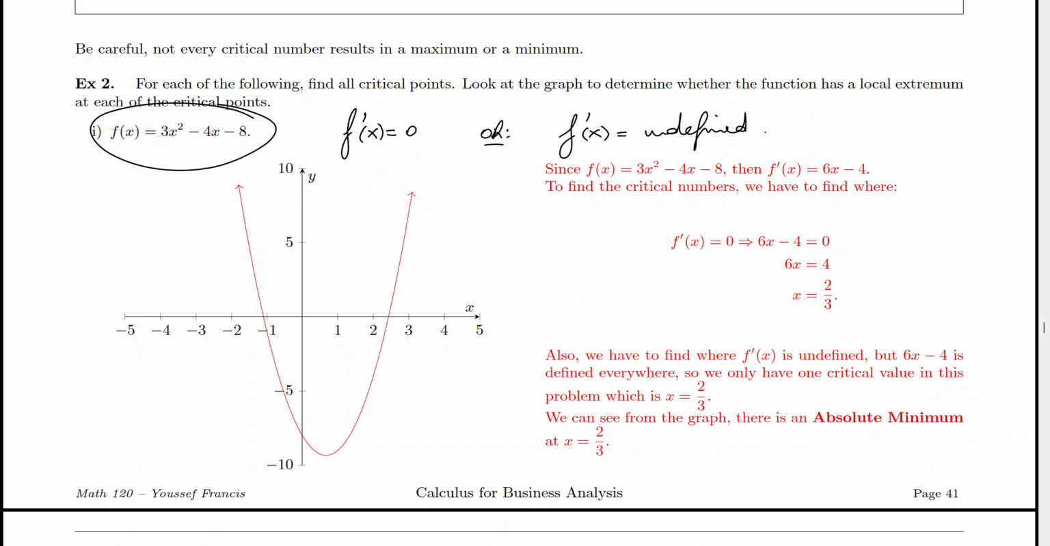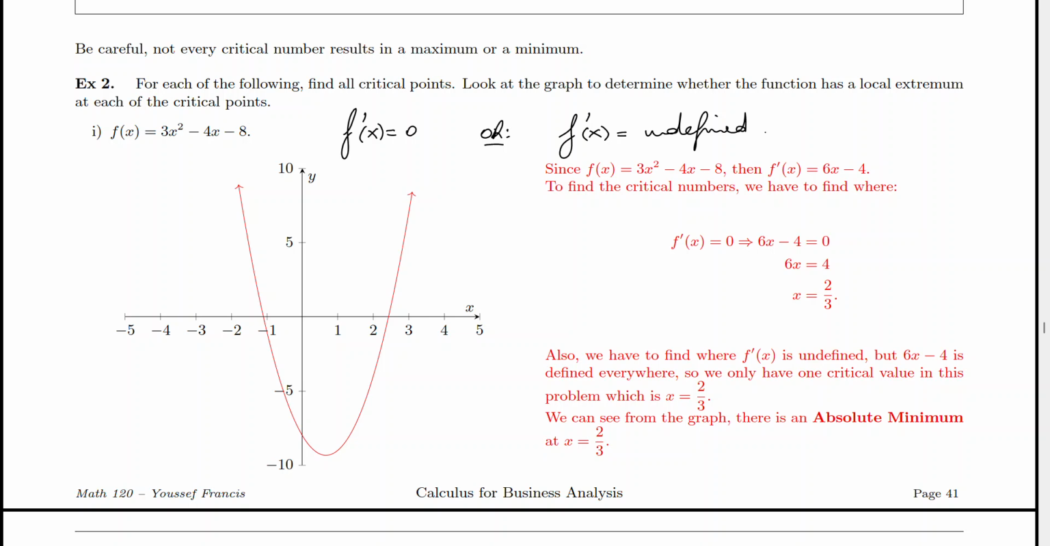So in example number 2, we're asked to find the critical points, then look at the graph and decide whether the function has a local extreme. And by the way, when we say local extremum, we mean a local maximum or local minimum. So this is including both of them. For this first problem, I decided to type it all out for you so you can see the work.